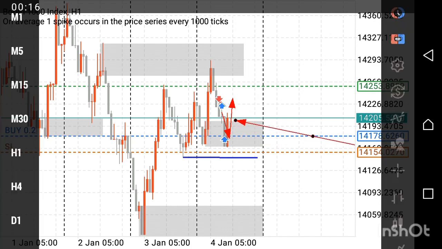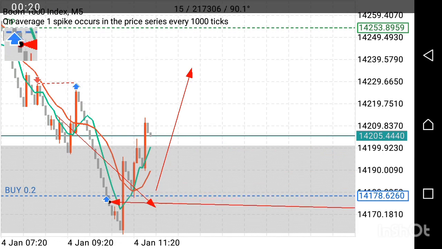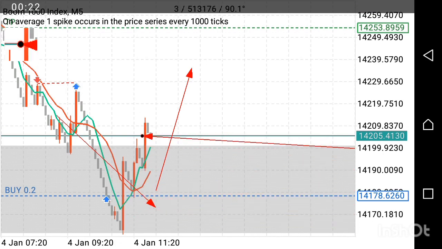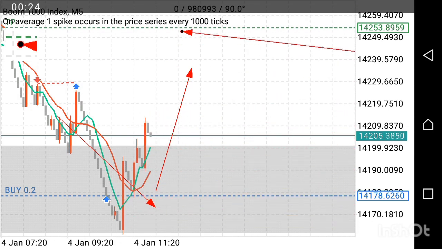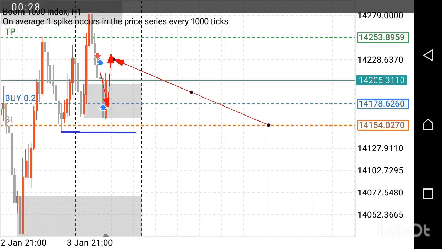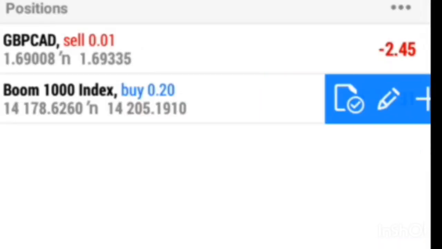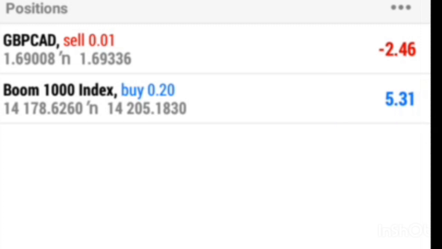Let me go on my 5 minute time frame to show you guys. You can see we entered the trade here and started seeing some spikes here, and we are going to ride the spike up to this point. Profit, guys. Let me show you. Yes, you are in profit. The minimum lot size.